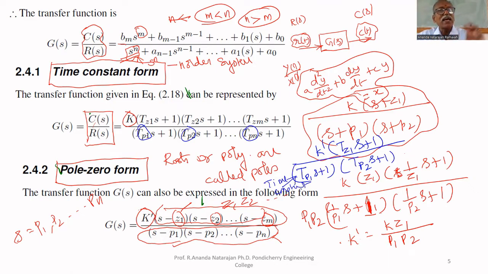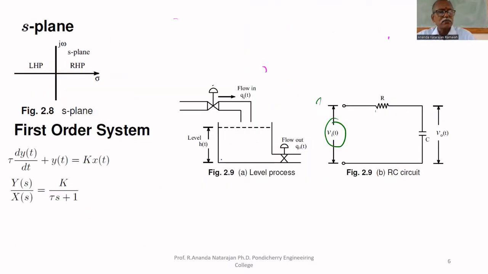In the time constant form, S will have a coefficient, S will have a coefficient plus 1. Pole zero form means S does not have any coefficient. It will be represented like S plus P1, S plus P2, and so on.